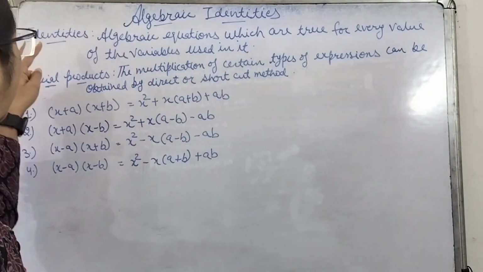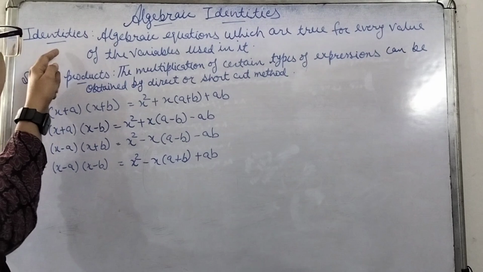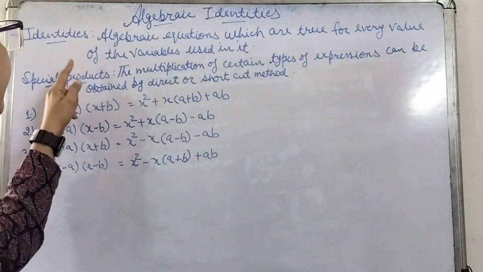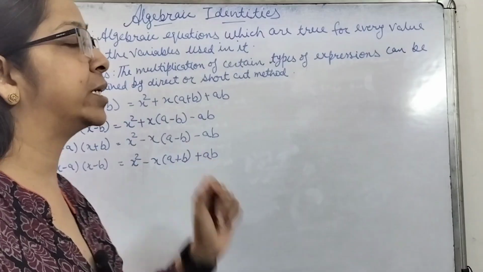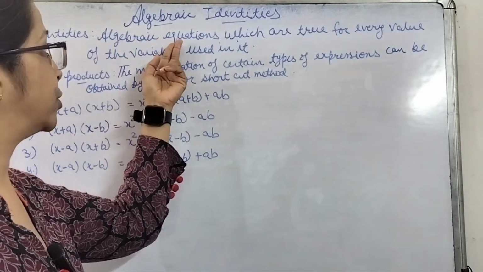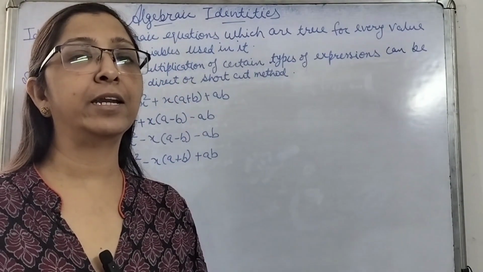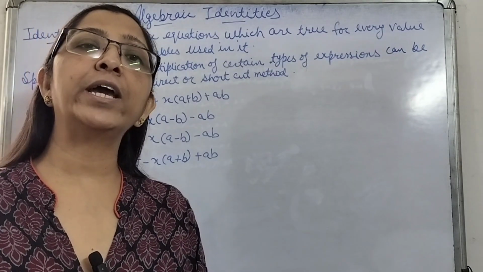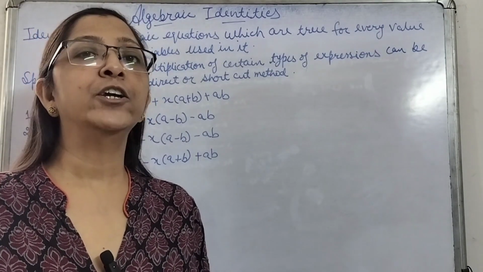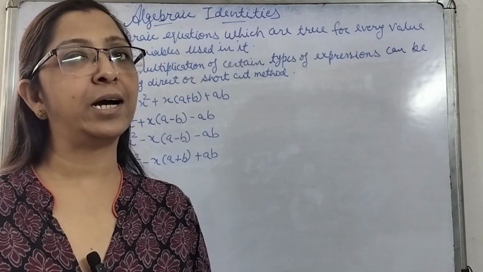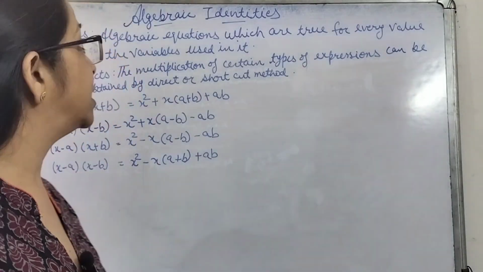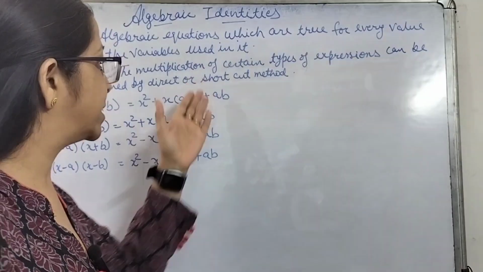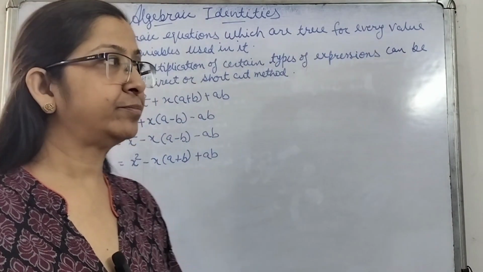So first of all, what are identities? Identities are the algebraic expressions which are true for every value of the variables used in them. In an algebraic equation, whatever the value of the variables we keep, if for every value of the variable your LHS is equivalent to the RHS, then we say such algebraic equations are your identities. We will be seeing what identities are.